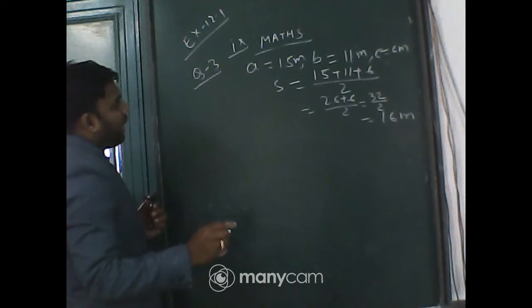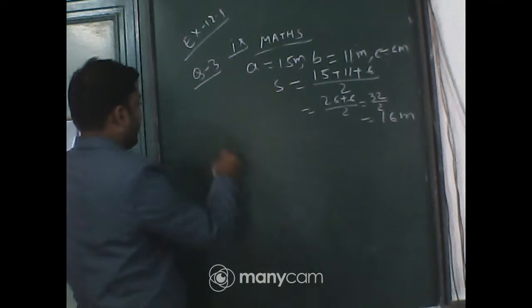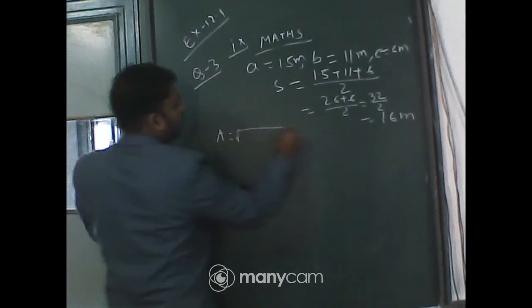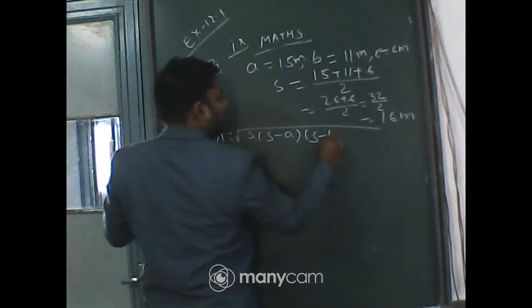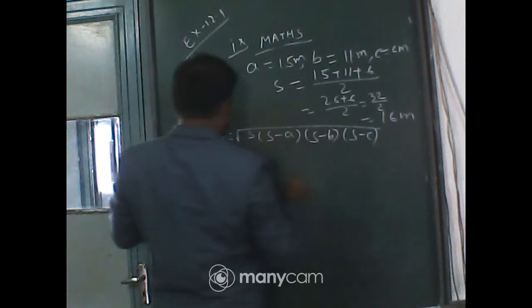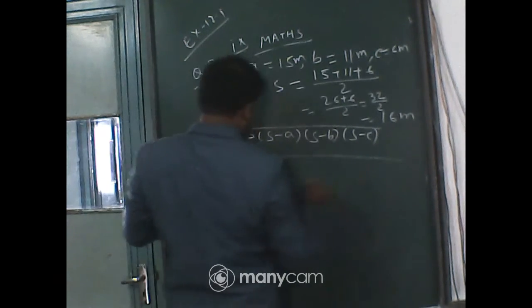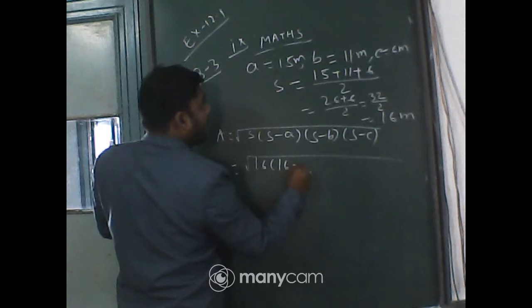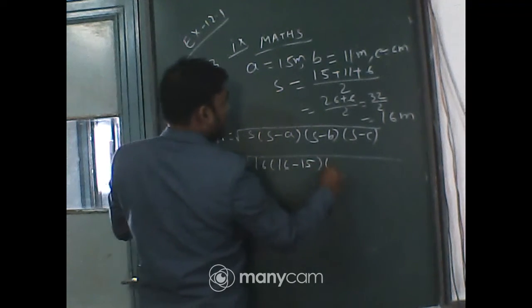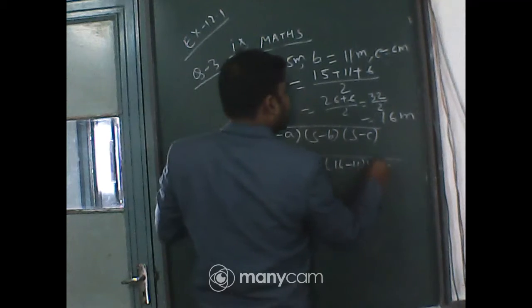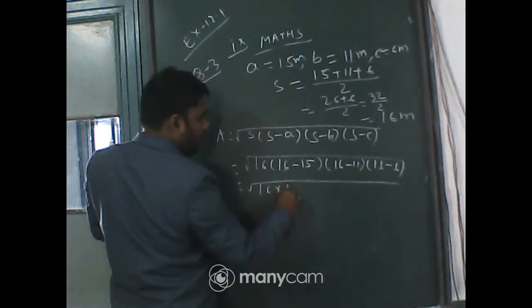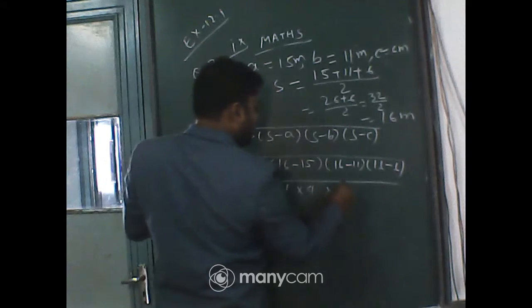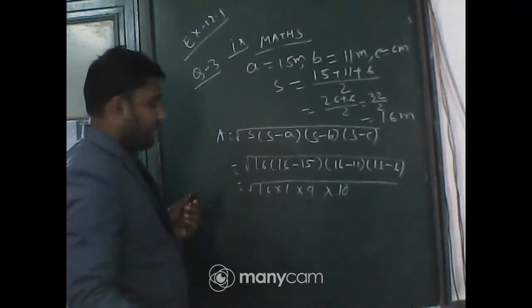Now S equal to 16 meter. What will be the area? The area formula is equal to root of S into S minus A, S minus B and S minus C. So that equals 16 into 16 minus 15, 16 minus 11 and 16 minus 6. So it will be 16, 16 minus 15 is 1, 16 minus 11 is 5, and 16 minus 6 is 10.